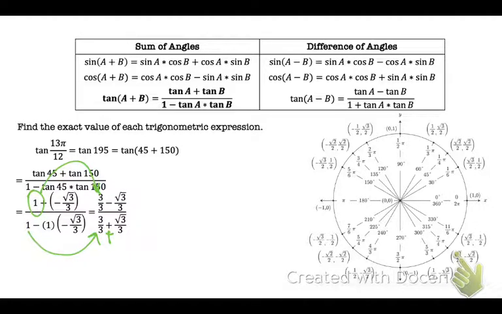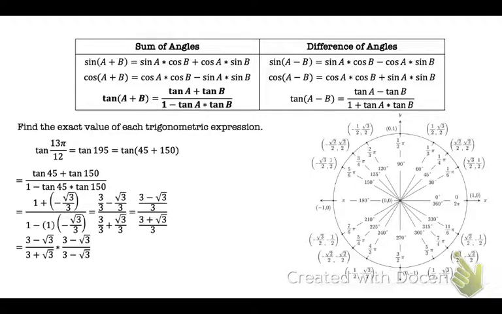Okay. Now I can make this one fraction. So I have 3 minus the square root of 3 over 3, and 3 plus the square root of 3 over 3. Now these 3's can just cancel out right here. So I have 3 minus the square root of 3 over 3 plus the square root of 3. And we have to rationalize it. So we're just working a lot with square roots right now. So I'm going to multiply by 3 minus the square root of 3 to top and bottom.